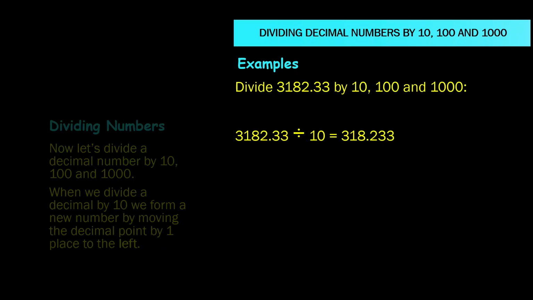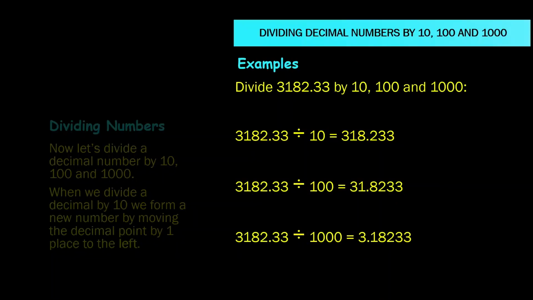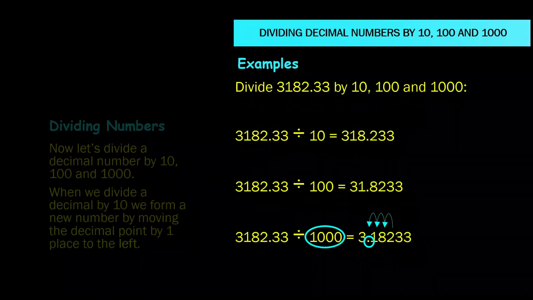So, dividing 3,182.33 by 10 gives us 318.233. We've shifted the decimal place one place to the left. When we divide by 100, we shift the decimal point two places to the left. And when we divide by 1000, we shift the decimal point three places to the left.